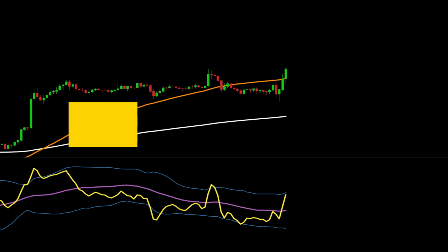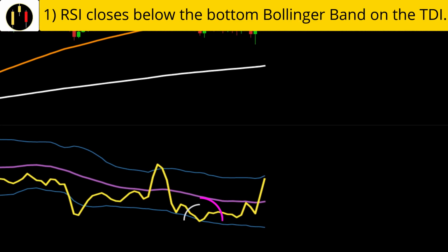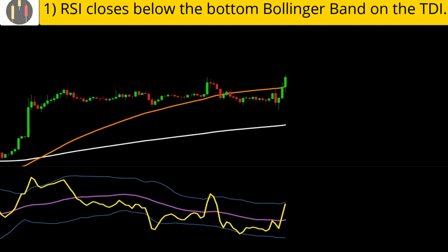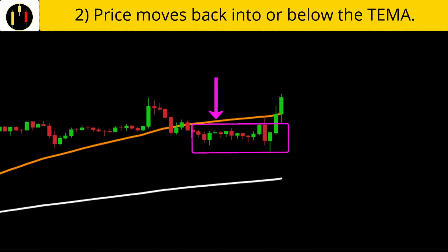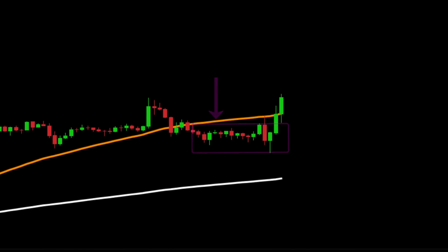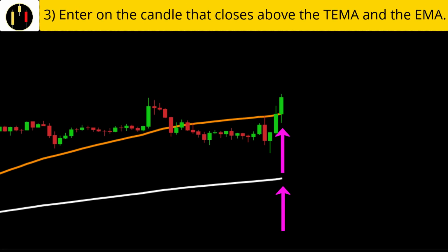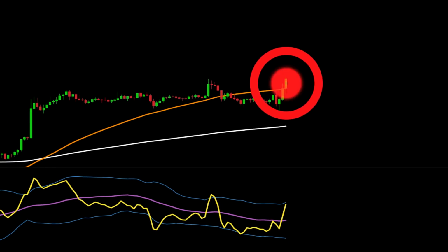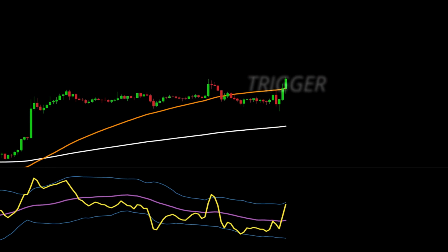The rules to enter a long on the Turkish getup are: first, we are looking for the RSI to close outside the bottom Bollinger Band on the Trader's Dynamic Index. Second, price touches or goes below the TEMA. Third, a candle must close above both the 200 TEMA and the 200 EMA. All of that happens on this candle here. That is our trigger candle.